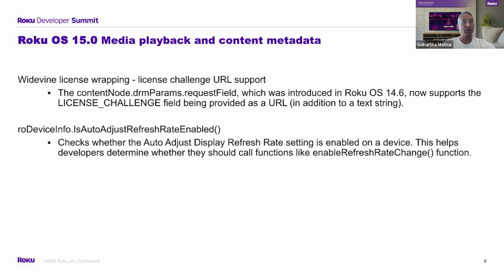The next is roDeviceInfo IsAutoAdjustRefreshRateEnabled. This checks whether the auto adjust display refresh rate setting is enabled on a device. Previously, there was no way for a developer to know what was the setting that was set beforehand.